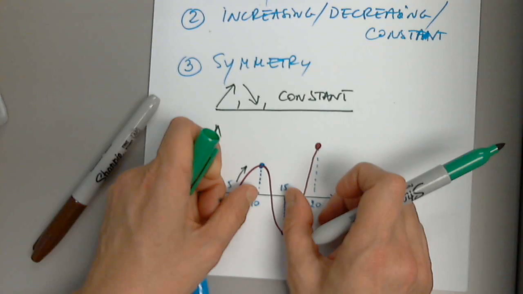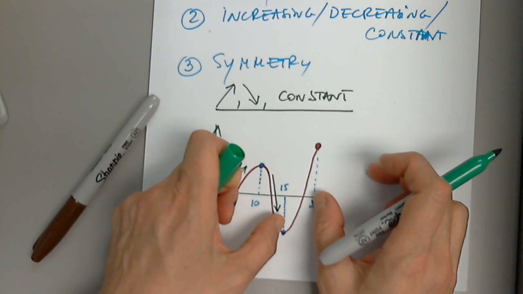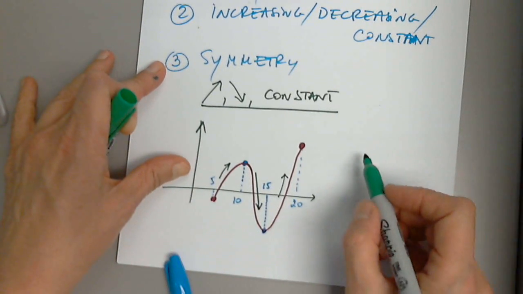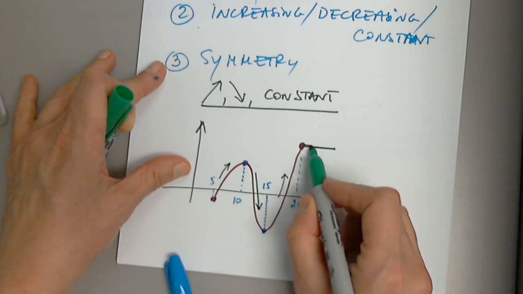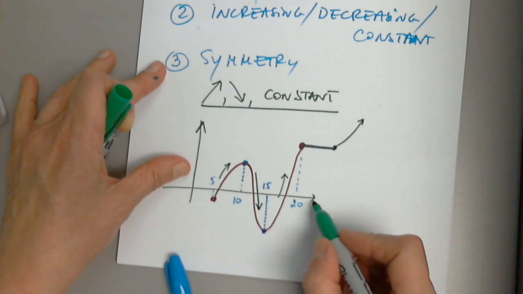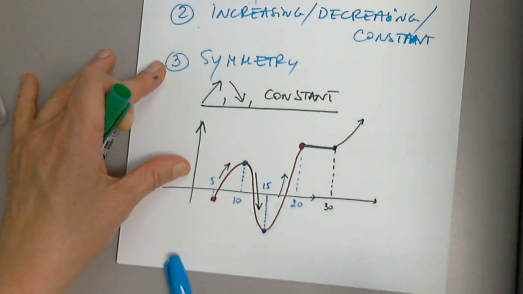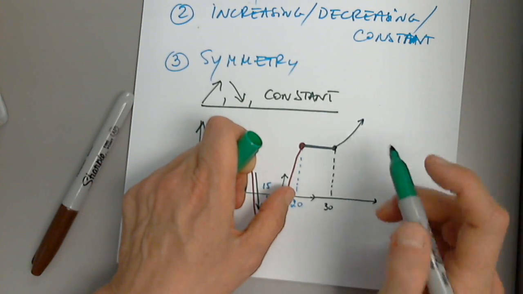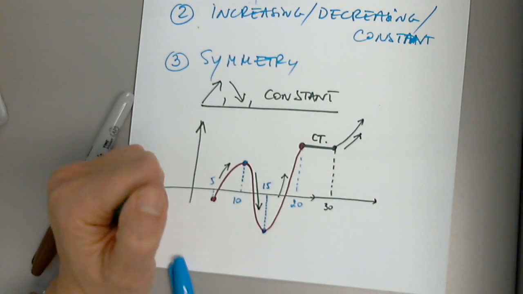Between 10 and 15, what is the trend? And between 15 and 20, what is the trend? Okay. What if I continue the function like this? Let's say this is 30. What will you say happens between 20 and 30? Constant. And again, I will say it increases.